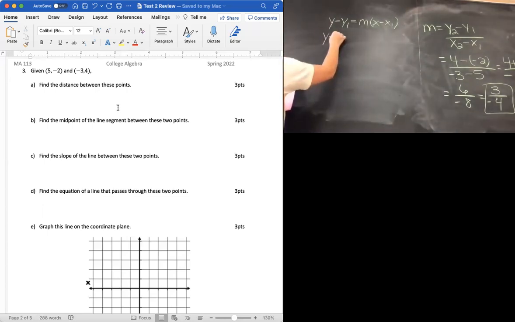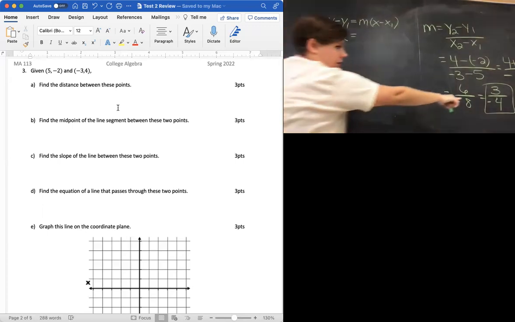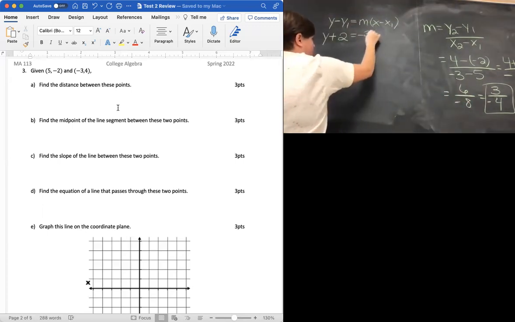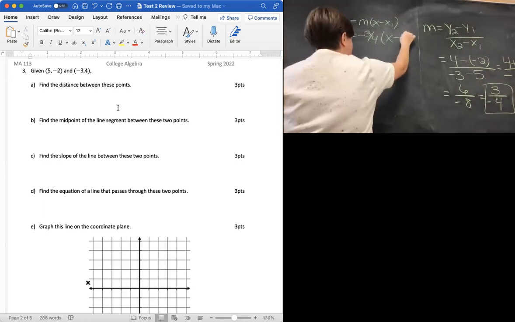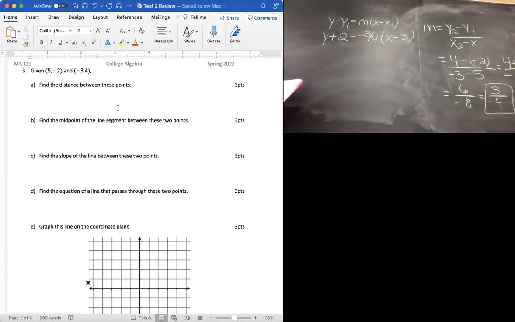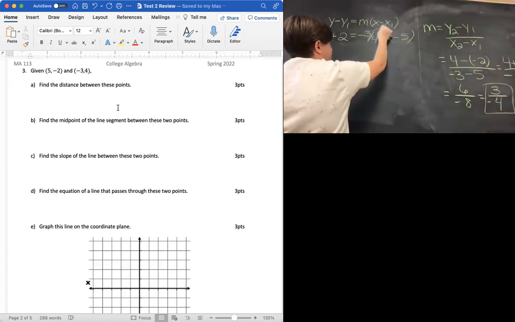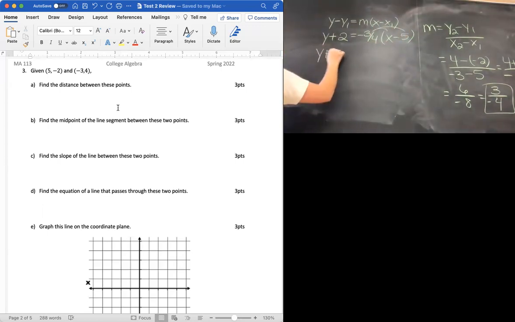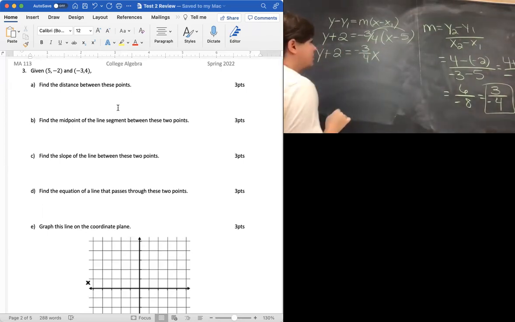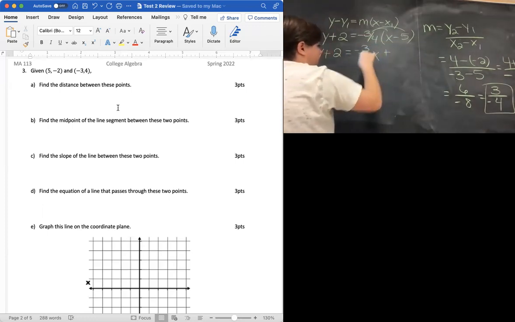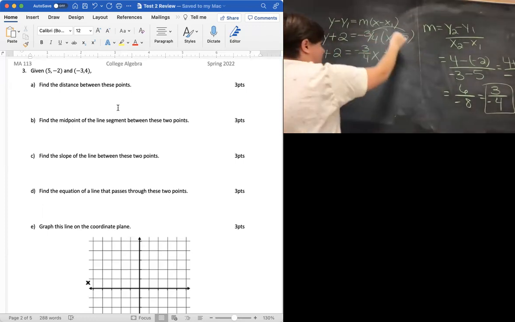So y minus y1, well, y1 is -2, so I'm going to go ahead and change that to a positive. The slope, we just found slope was -3/4 times x minus x1, which is 5. I'm going to distribute that -3/4 in. So I have y plus 2 equals -3/4 x. And then a negative and a negative becomes a positive.